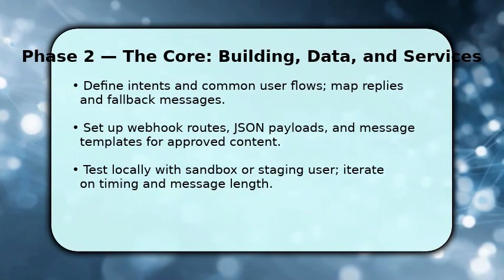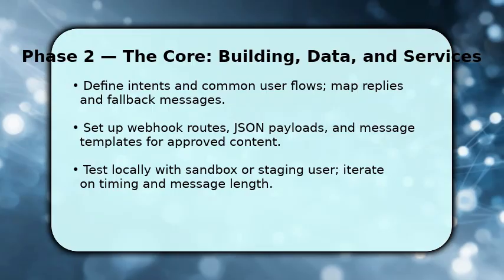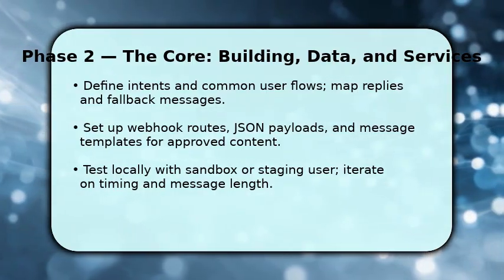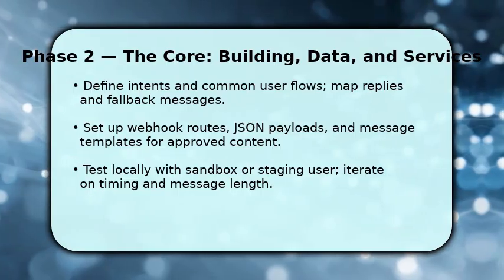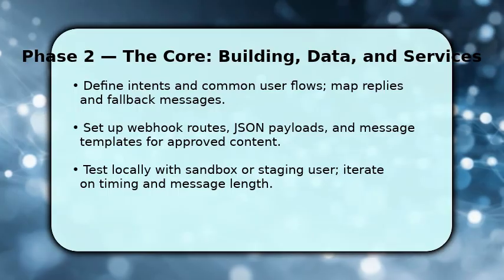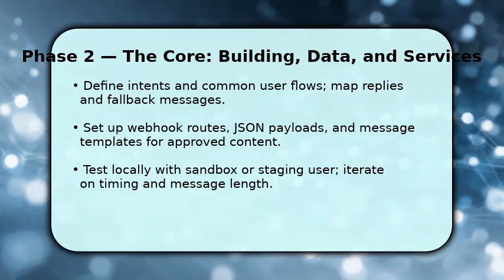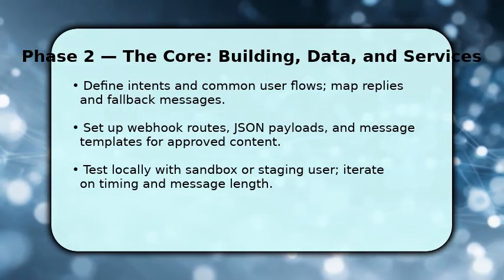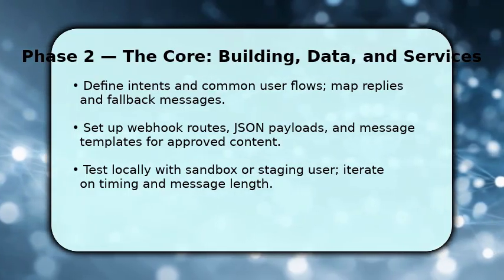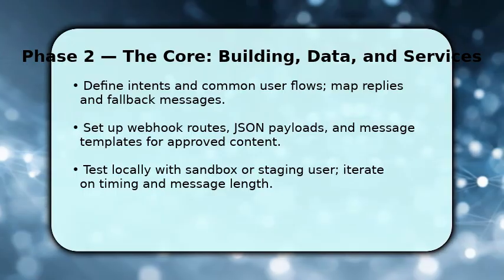Now you configure the bot logic. Define intents, map sample user phrases to responses, and create fallback messages for unknown requests. This prevents dead ends. Then wire the webhook. Route incoming JSON to your bot service, parse message types, and return properly formatted WhatsApp payloads. Also create message templates for notifications and get them approved if required.